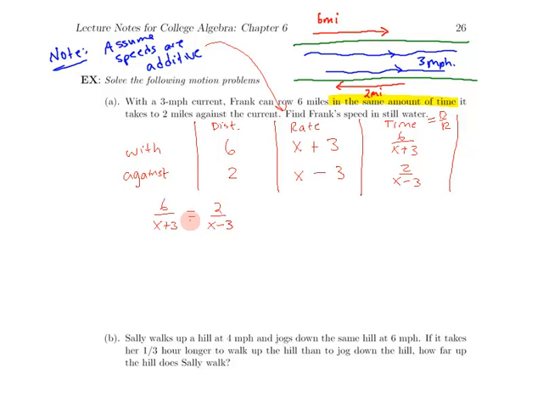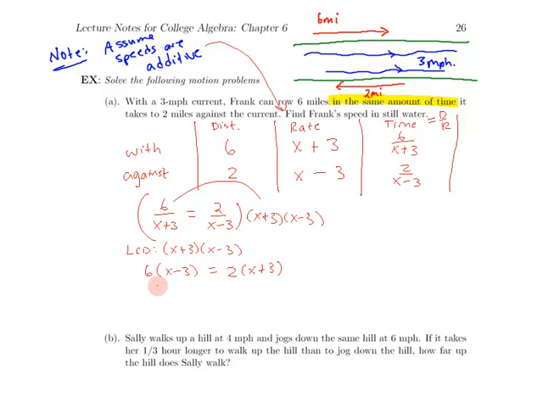Now that we got an equation, we can solve it using lowest common denominators. The LCD will be x plus 3 times x minus 3. Multiply both sides by that. Once I distribute it on the left, the x plus 3's cancel. I'm left with 6 times x minus 3. On the right, the x minus 3's cancel. I'm left with 2 times x plus 3.